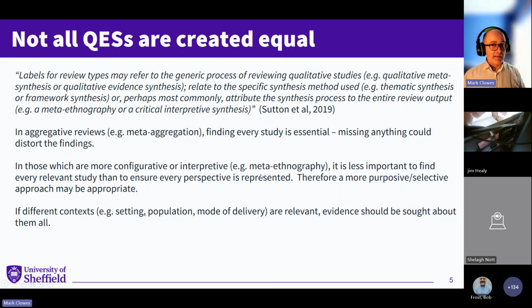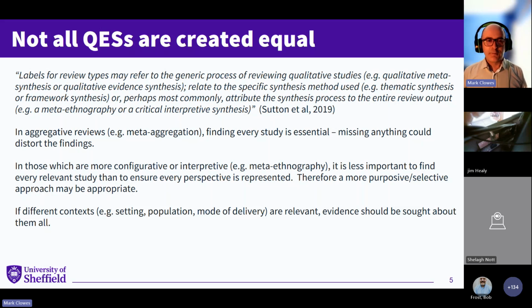If, however, you're conducting a meta-ethnography, then a more configurative or interpretive type of synthesis is going to be applied. So therefore, it's more about finding different perspectives, different voices. And that means that you could potentially be more selective, or I prefer the term purposive, in your approach to searching. So you're making decisions about which places to search and how to search them, understanding that you're basically trying to make sure you've sampled all of the different perspectives and voices.